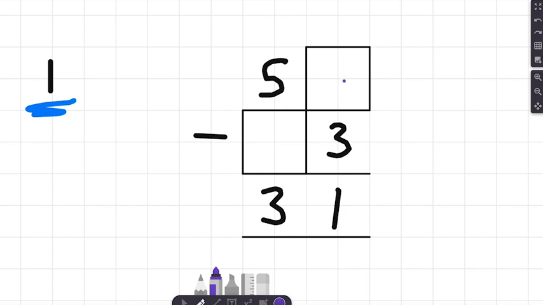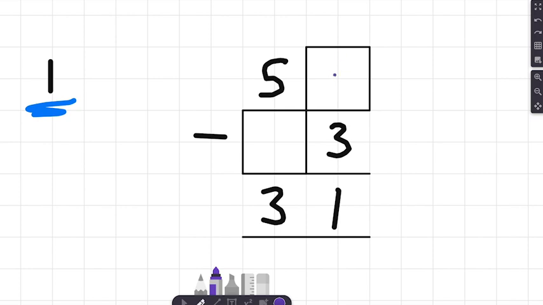Question number 1. So we have some number of units, take away 3 leaves us with 1 unit, and then we have some number of tens, 5 tens, take away some number of tens, gives us 3 tens. So our answer is 31, and it's going to be 50 something, take away something with a 3 in the units. So how would we approach this problem?